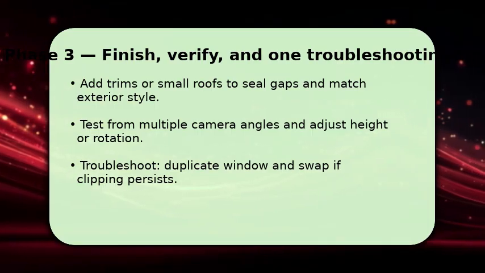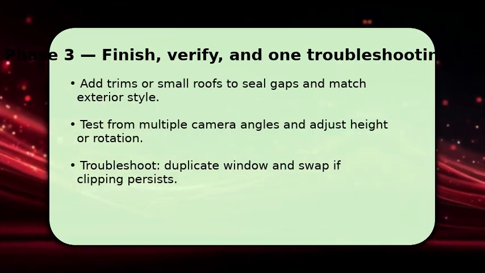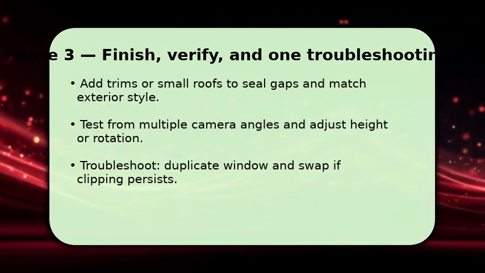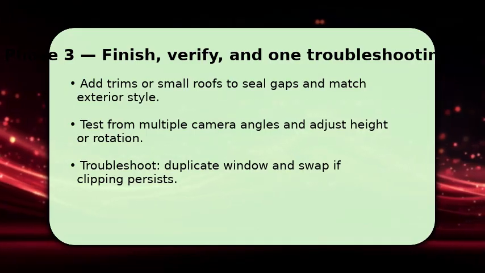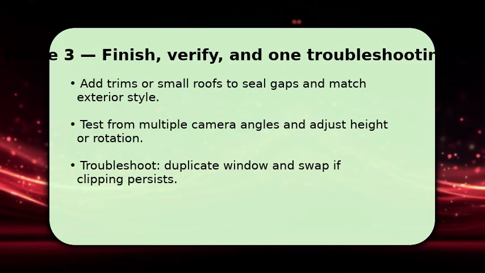sill lines look natural. If the window clips or refuses to sit right, duplicate it, try the duplicate in its place, and swap. This often clears stubborn placement bugs without rebuilding the roof.